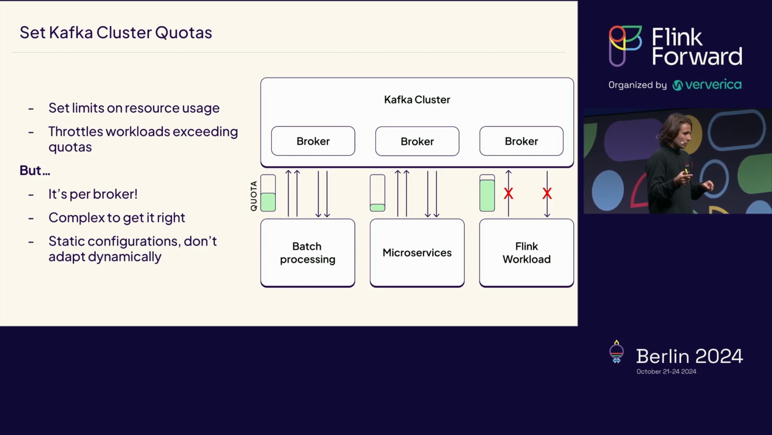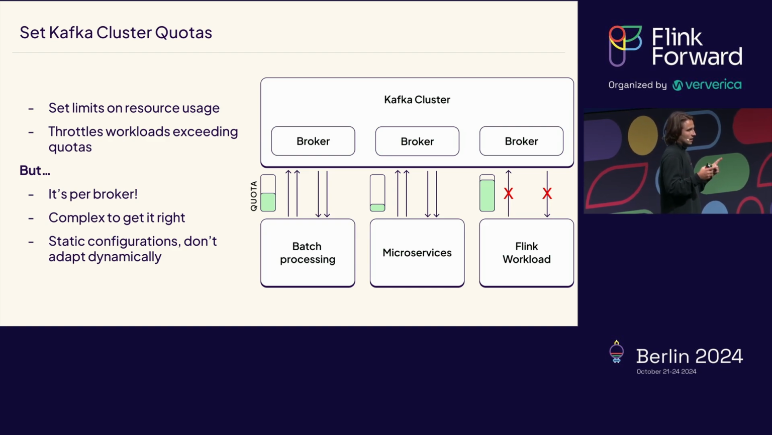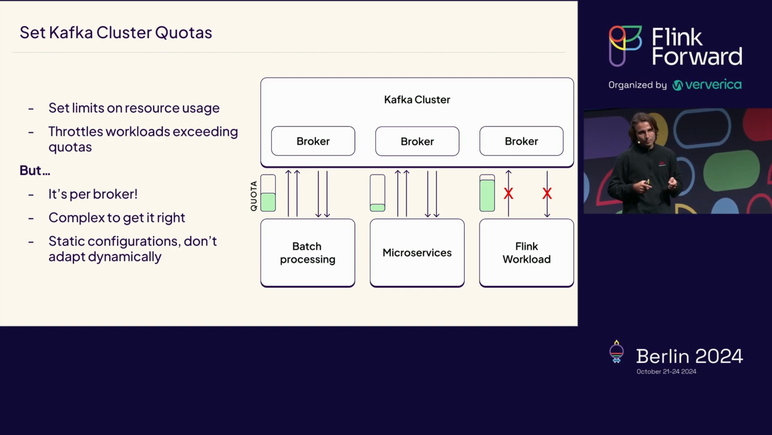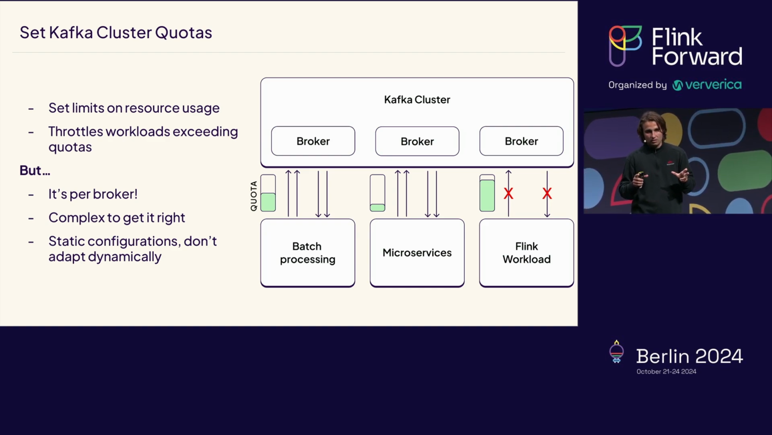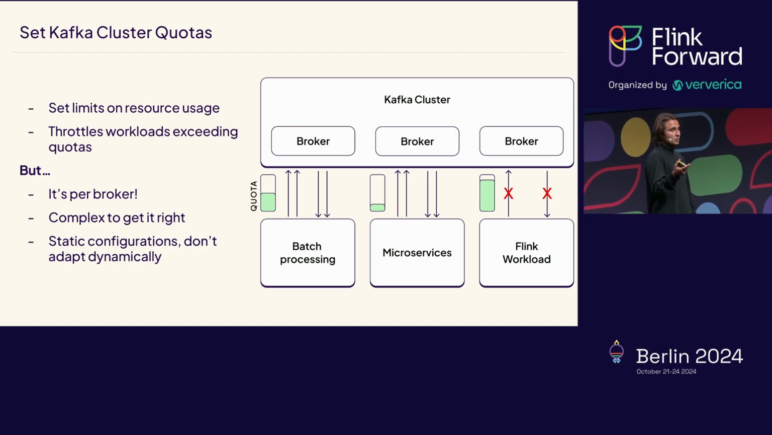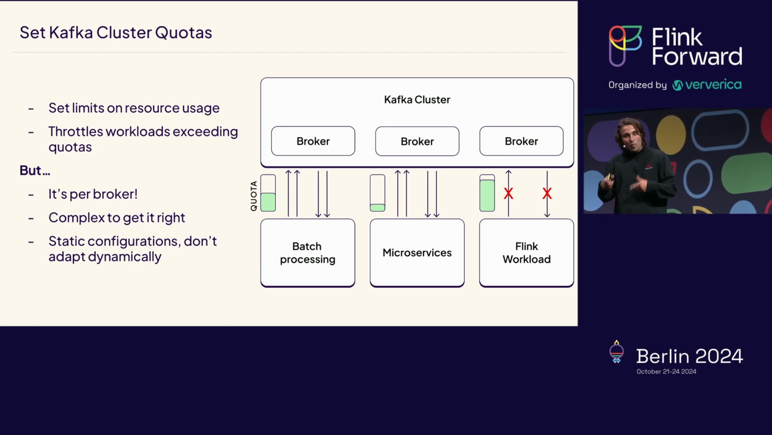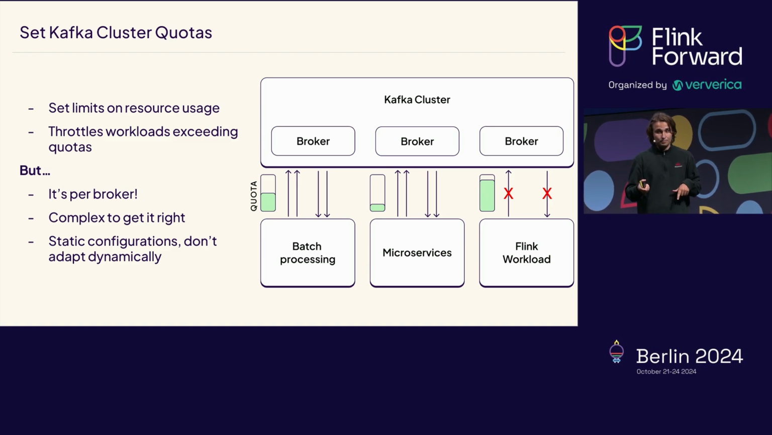The second and most important one, in my opinion, is that it's pretty complex to get it right. If you try to set this up, the configuration is static. It's literally a file that you need to write. However, your workloads are usually dynamic. This means that, for example, it may not be a constant rate. It may vary. It may be seasonal. And in that case, you also need to manually change the quotas.